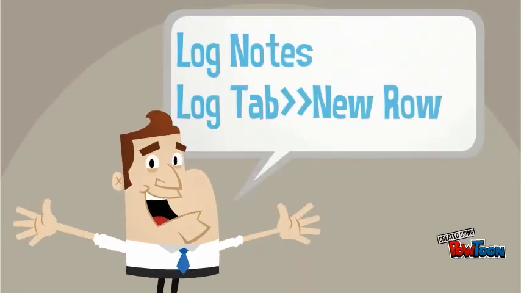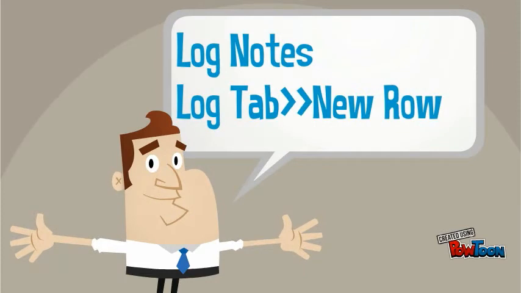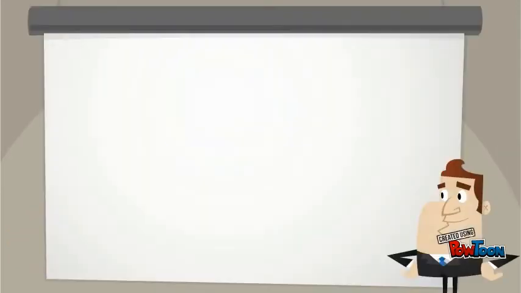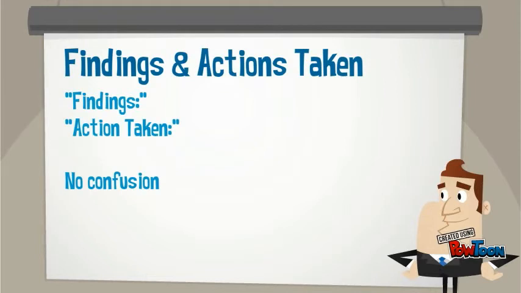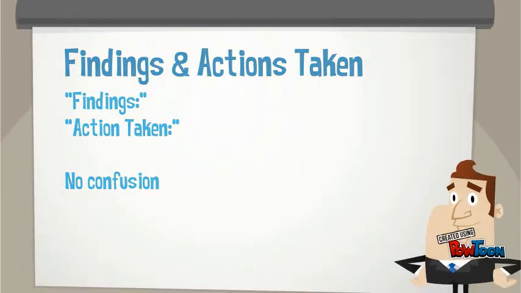On to Log Notes. When it comes to documenting your log notes, you'll navigate to the Log tab and click on New Row in the Work Log section. For the log note type, select Work and enter your findings and actions taken. To make your intents clear, I suggest placing 2 headers in your log note. One header would be Findings and the other Action Taken, so that if your notes need to be reviewed by an outside party, there's no confusion.